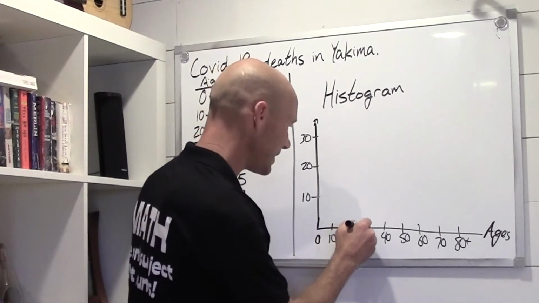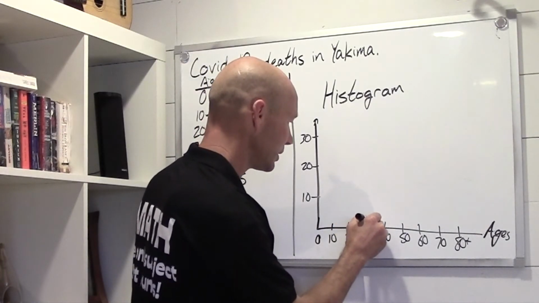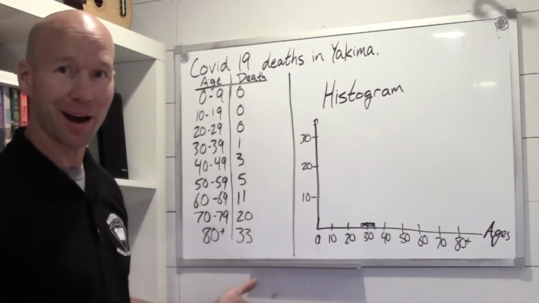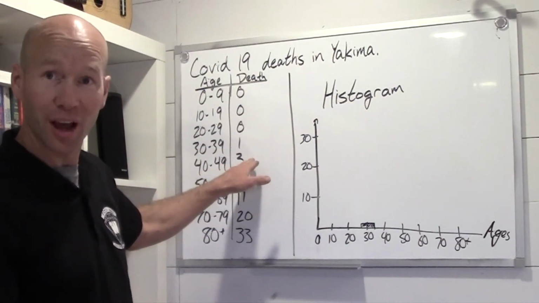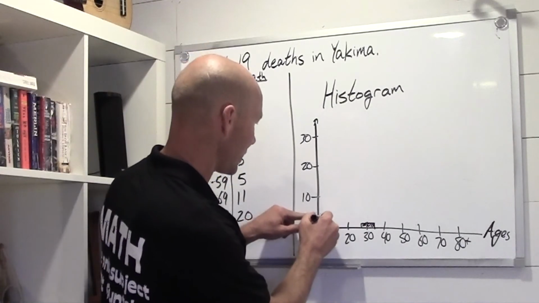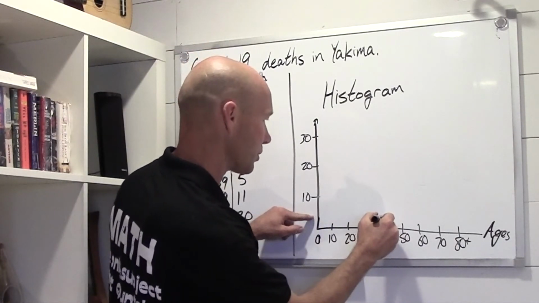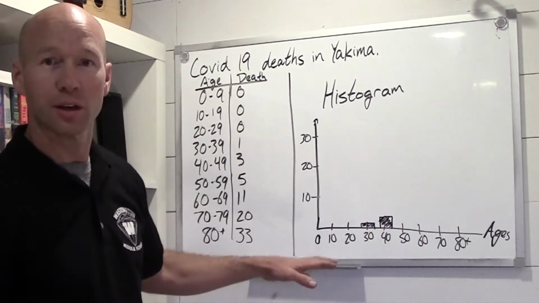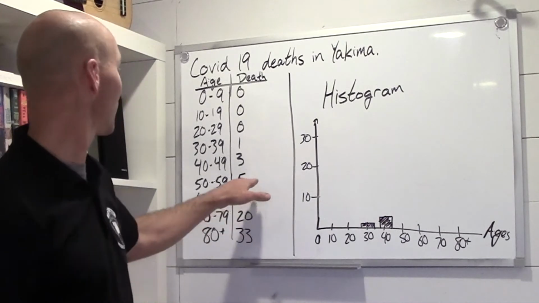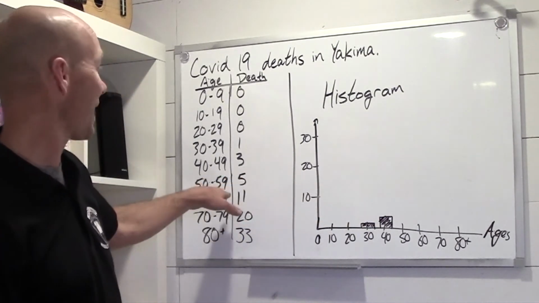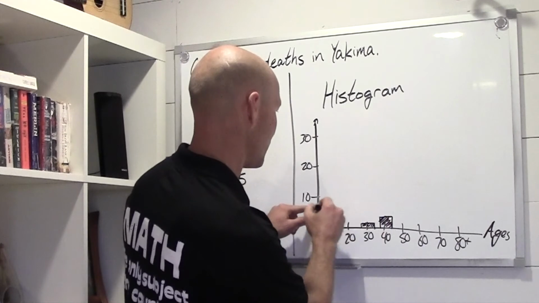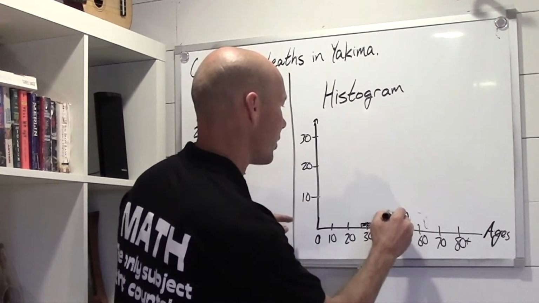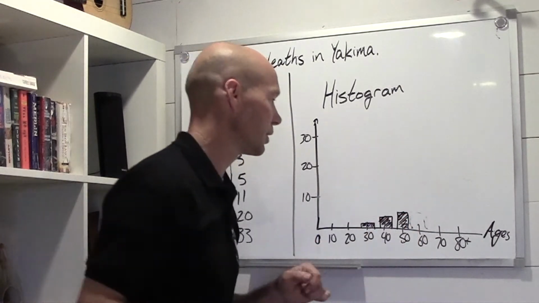So we're just going to make a teeny tiny little box right there saying that one person in their 30s has died. People in their 40s, we've got 3 people. So we're going a little bit less than half, it doesn't have to be exact. People in their 50s, exactly 5. So we're going to go halfway up right there. We got 5 people in their 50s who've died.